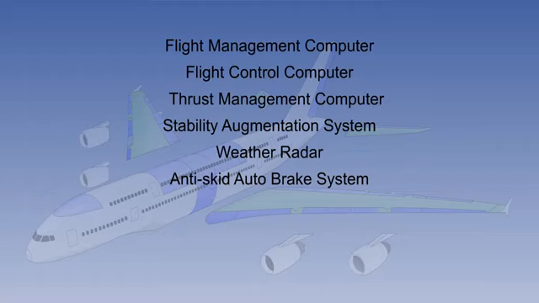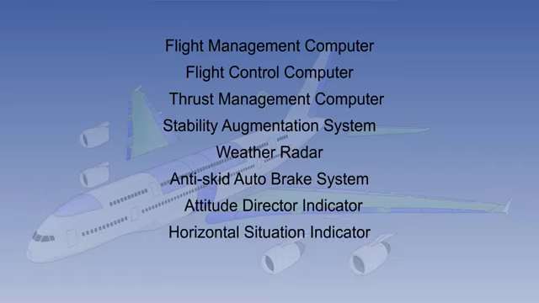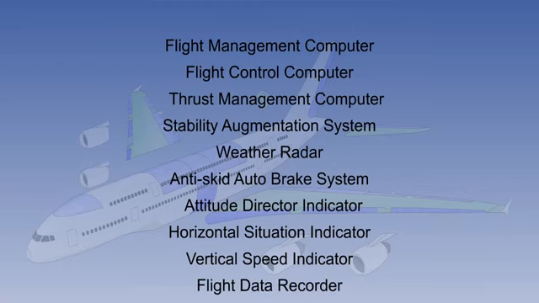Ground speed is fed to the anti-skid auto-brake systems, and attitude information is used in the attitude director indicator, and navigation information in the horizontal situation indicator. The vertical speed indicator is rate-aided from the vertical accelerometer. This is sometimes called an inertial lead unit. And all attitude, acceleration, velocity and position information is, of course, continuously fed to the flight data recorder.